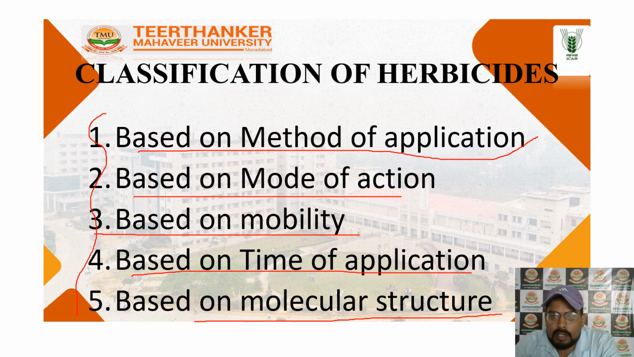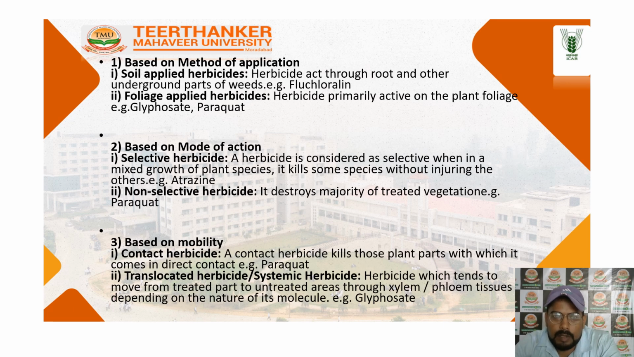So the first classification is based on the method of application. There are two types. Basically, the soil applied herbicides, which are applied directly in the root zone or underground part of the plant, like fluchloralin, which is an example of this. The second is the foliage application of herbicides, which are primarily effective on the plant foliage, like glyphosate and paraquat.